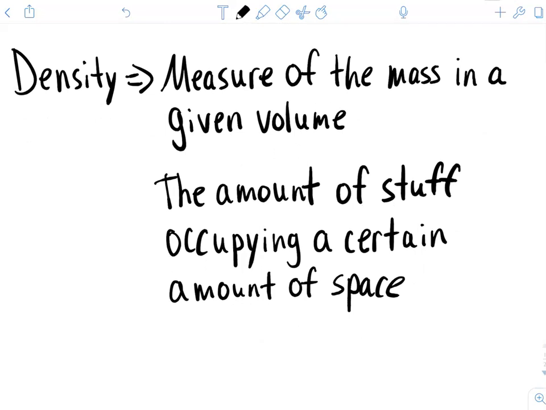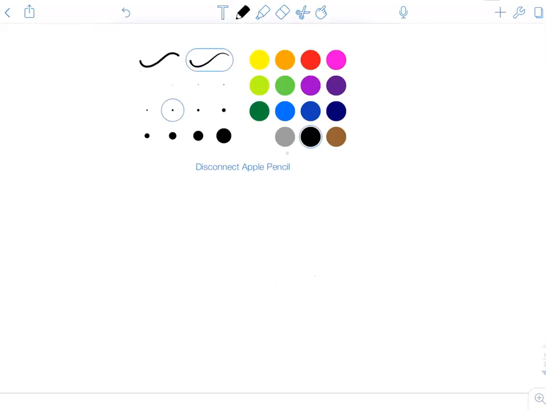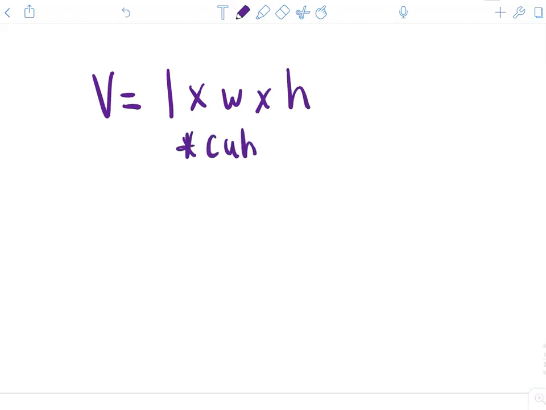that's going to be your mass. And a certain amount of space, that space is going to be your volume. And one thing that we need to note for later on, and you should have learned this a long time ago, is the volume of a cube. So the volume of a cube is going to be your length times width times height. So that's for a cube. You will need that later on.